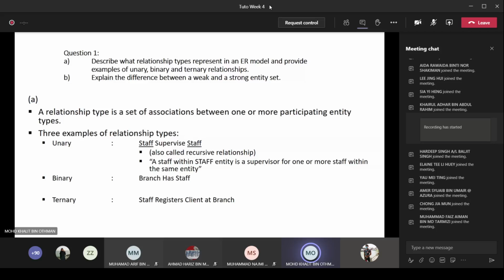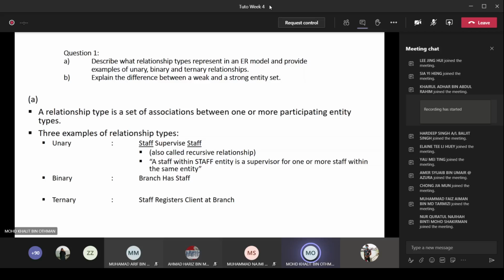also called a recursive relationship. We have many cardinalities of recursive relationship, which are one-to-one, one-to-many, and many-to-many recursive relationships. The example here for unary: a staff member within the staff entity is a supervisor for one or more staff within the same entity. This is an example of a unary relationship.